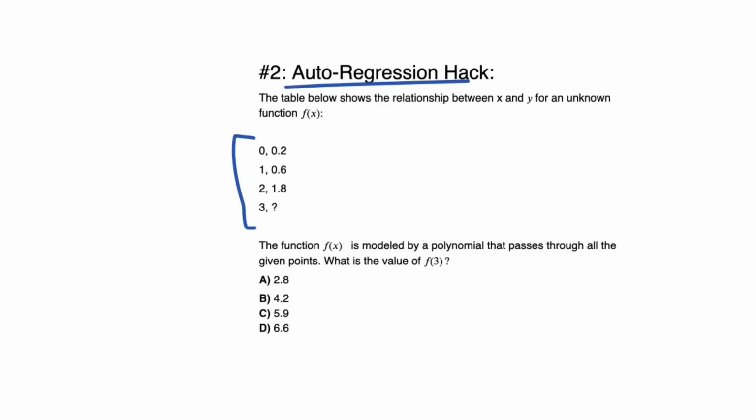The question says the function f of x is modeled by a polynomial. It doesn't tell us what polynomial it is. That passes through all the given points. What is the value of f of 3? Now, typically these questions will tell you whether it's a quadratic, a cubic, if it's a polynomial function. It will specify, but in the rare case that it doesn't, then you really need to be able to use the auto-regression hack that I'm about to show you.